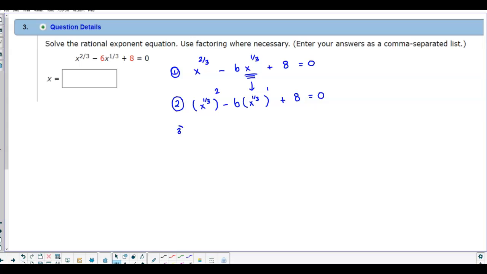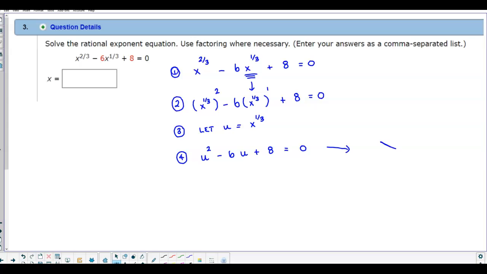So now what we're going to do is use u substitution. So we're going to let u equal x to the 1/3. So now in step number 4, we're going to replace x to the 1/3 with u. This gives u raised to the second power minus 6u raised to the first power plus 8, which is equal to 0.